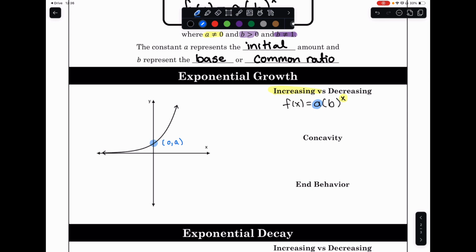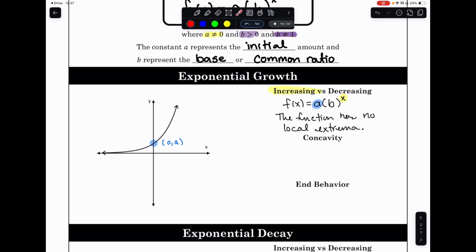Now, for this specific one, since this function is always increasing, that means that there is never going to be a relative extrema, no local extrema at all. It does not switch directions, because it's always going up.